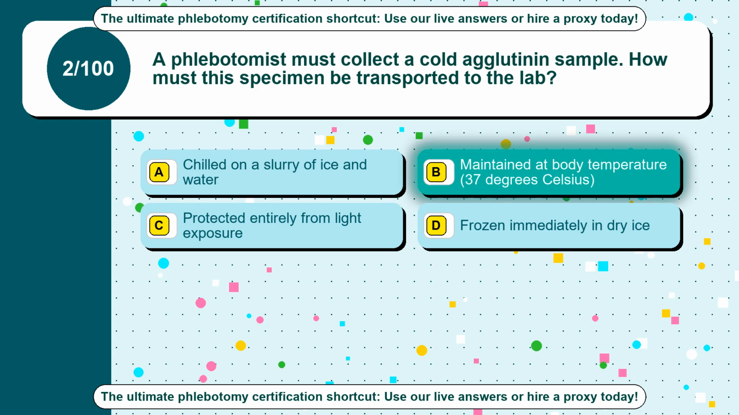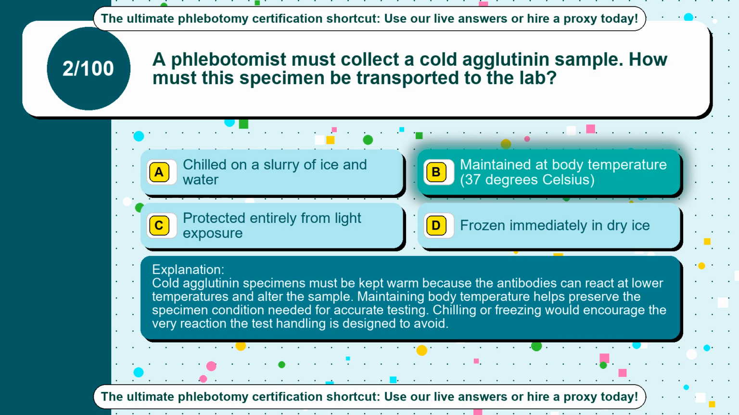The correct answer is option B. Maintained at body temperature, 37 degrees Celsius. Cold agglutinin specimens must be kept warm because the antibodies can react at lower temperatures and alter the sample. Maintaining body temperature helps preserve the specimen condition needed for accurate testing. Chilling or freezing would encourage the very reaction the test handling is designed to avoid.